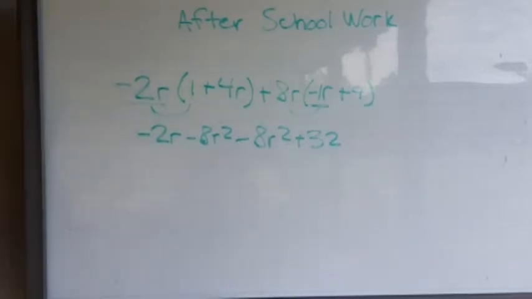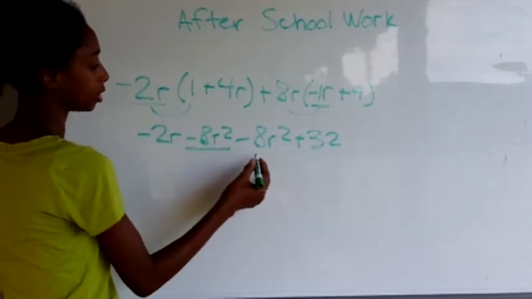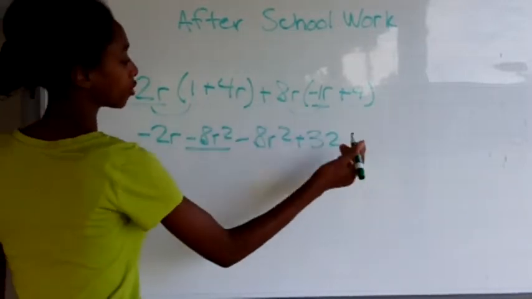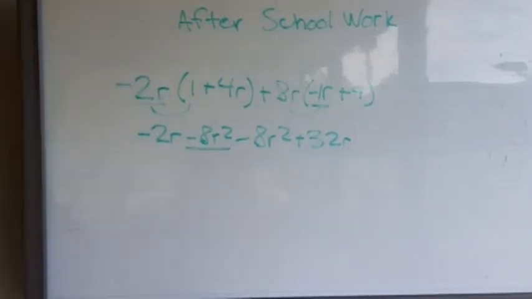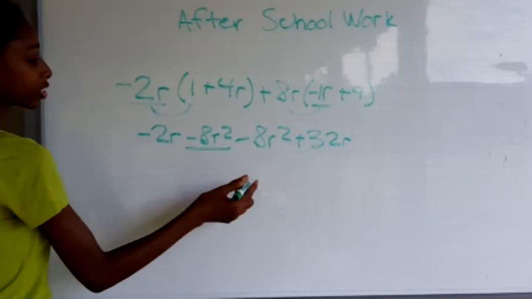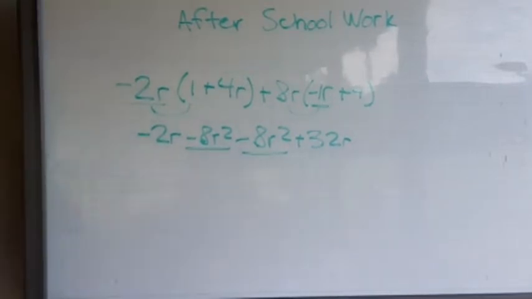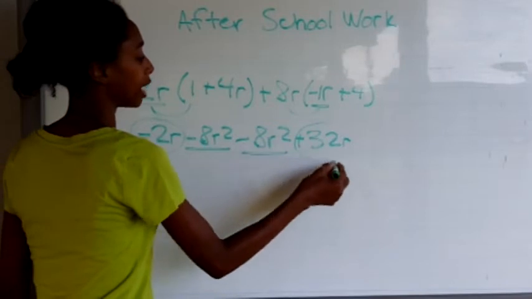So then we can combine our like terms. We have negative 8r squared. What about the r? Isn't there supposed to be an r behind 32? Oh yeah, that's 8r times 4, so 32r. Thank you, Joshua. Alright, so we have negative 8r squared and negative 8r squared, and then we have negative 2r and positive 32r.